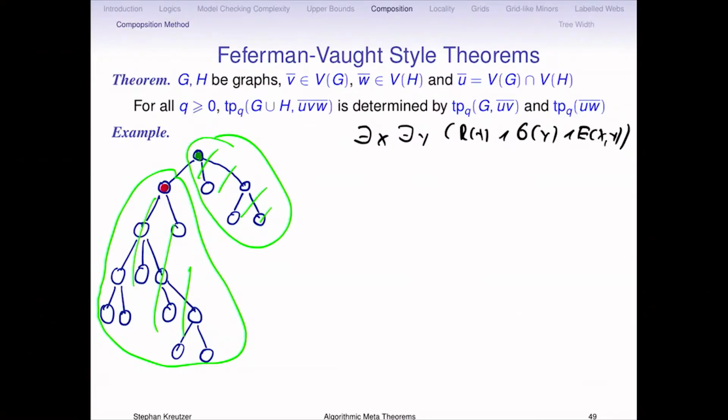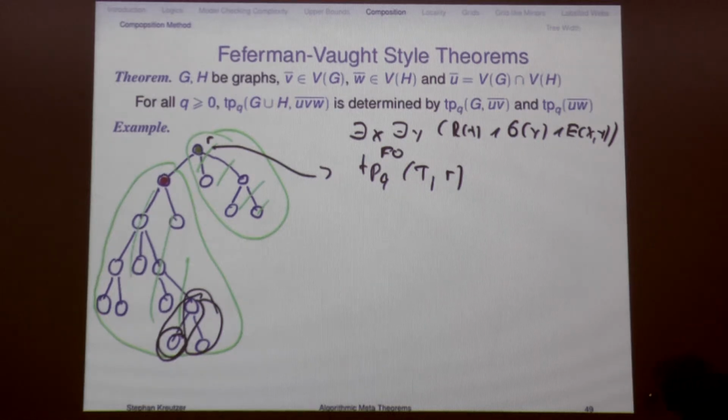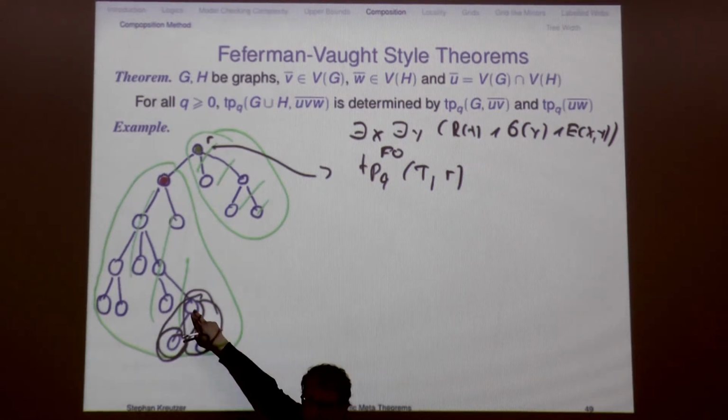We have this tree, and I want to use the theorem just to compute types at the root node. Yeah? The idea is I want to compute, if this is the root, the type up to some fixed quantifier rank of this tree T and the root node R. Yeah? And so how would you do this? Well, you start at the leaves, and you look at this subgraph and this subgraph. Yeah? There are two subgraphs having a common overlap of just one vertex.